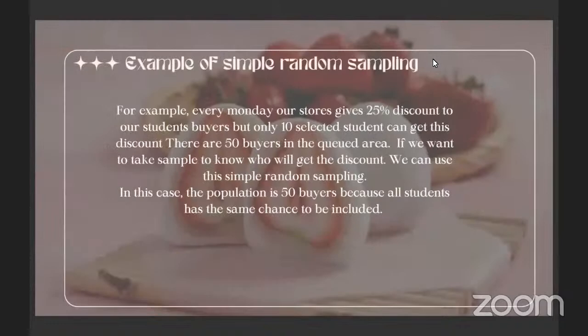Now, for another example, every Monday our store gives a 25% discount to our student buyers, but only 10 selected students can get this discount. There are 50 buyers in the queue area. If we want to take a sample to know who will get the discount, we can use simple random sampling. In this case, the population is 50 buyers because all students have the same chance to be included.